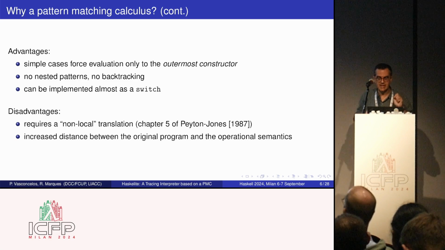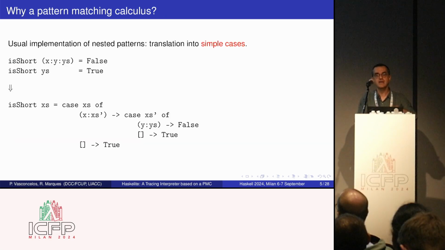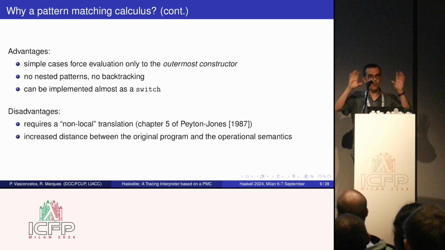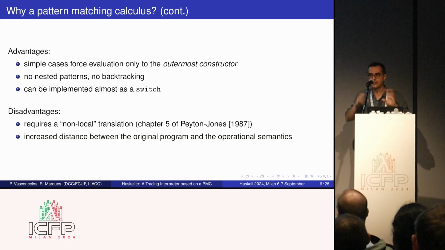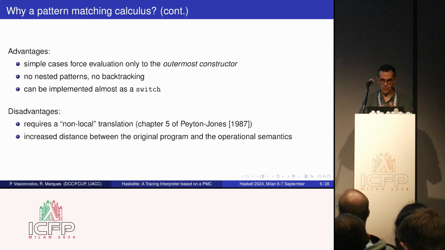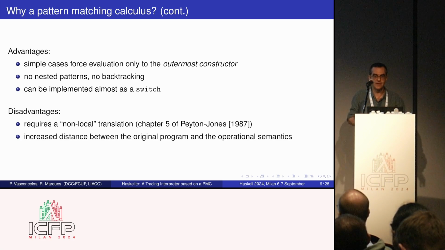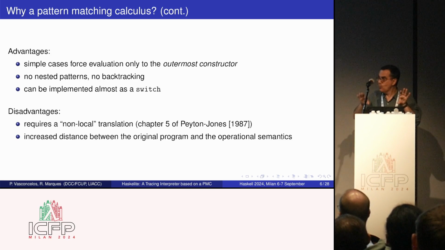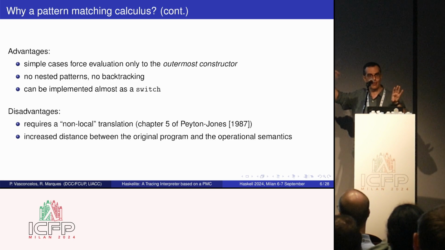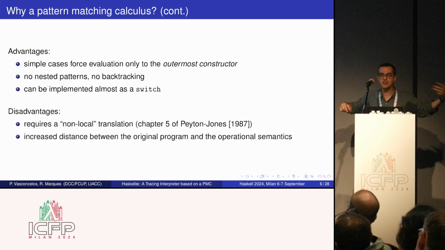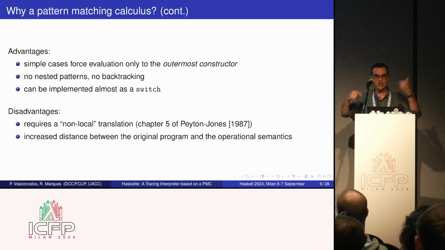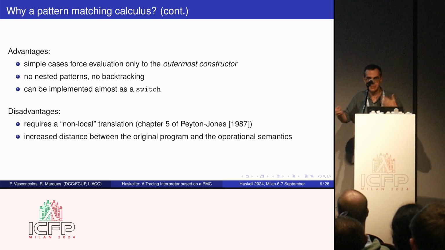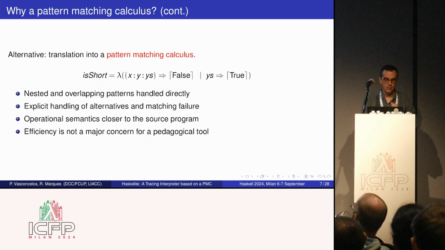The disadvantage is that doing this translation isn't straightforward. I call it non-local in the sense that you have to have a global view of the equations in your program, and you have to be careful to avoid duplicating work. There's a whole chapter of the classic book on implementing functional languages dedicated to that. And when you reach the final program, the thing you're going to execute no longer relates to the original program. It's not easy to point out which equation was used at which point, and this gets even more complicated with things like guards. So what's the alternative?